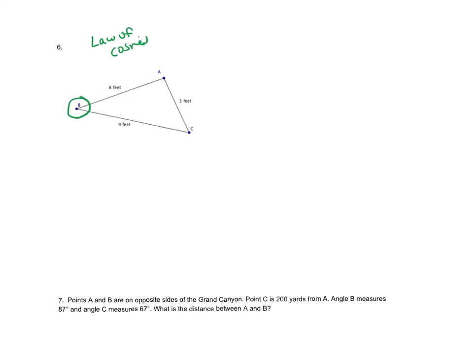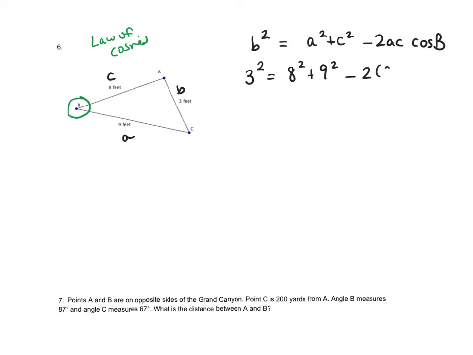So if I want angle B, when I write my formula, I want it to start with B. So little b squared equals a squared plus c squared minus 2ac cosine B. So here's little b, here's little a, here's little c. So little b is 3, so this is 3 squared equals 8 squared plus 9 squared minus 2 times 8 times 9 cosine B. And again, work it in chunks. Do this part and this part independently.